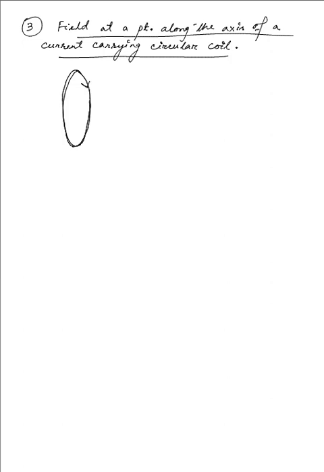So let the current be along this sense over here, and we are just taking the axis of the coil and considering a point, say the point being P, which is lying at a certain distance, say x, from the center of the coil, the center of the coil being at the point O. Now this is the point P where we want to obtain the net magnetic field intensity due to this entire circular coil.